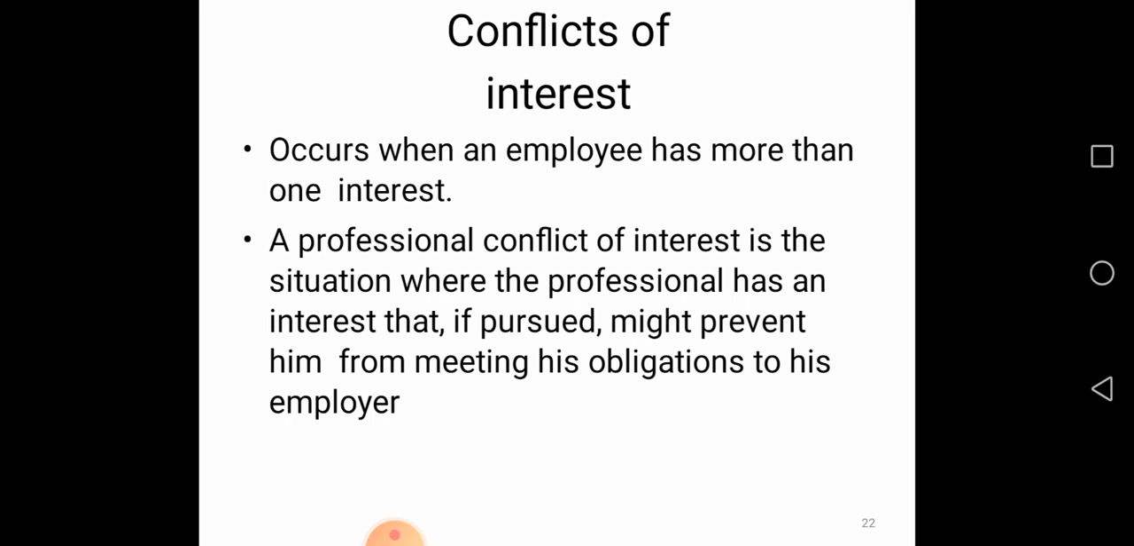The next external responsibility of the engineer is conflicts of interest. Now, what is this conflict of interest? I'll make this clear with an example. Suppose a professor is working in a college and he is given the task to nominate students for the post of college captain. Assume that the professor's son is studying in the same college, and the professor feels that his son has the qualities to be nominated for the post of college captain. And at the same time, he doesn't have the freedom to express his interest. Now, there comes a conflict of interest. In such cases, he will hand over this duty to someone else. So, a professional conflict of interest is a situation where the professional has an interest that, if pursued, might prevent him from meeting his obligations to his employer. That is conflicts of interest.